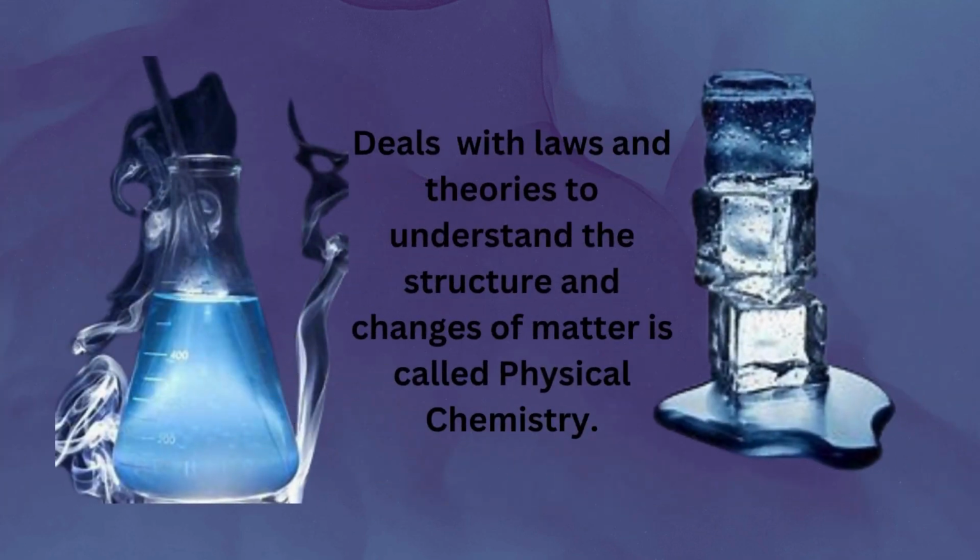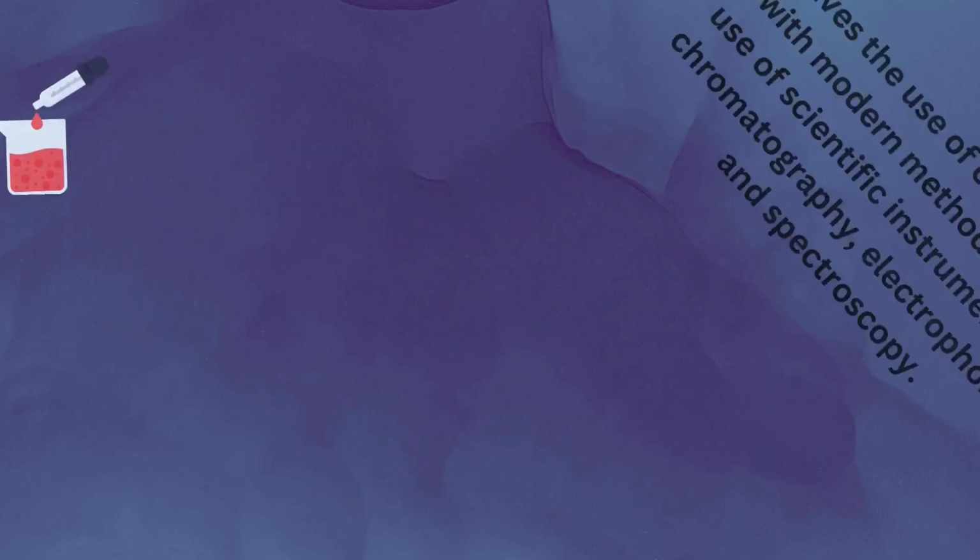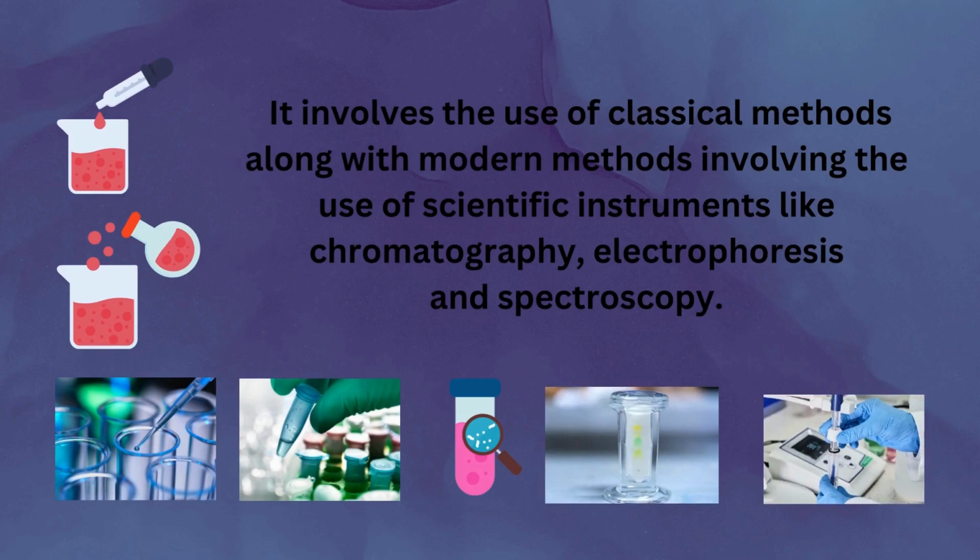Deals with laws and theories to understand the structure and changes of matter is called physical chemistry. Whereas analytical chemistry also involves the use of classical methods along with modern methods involving the use of scientific instruments like chromatography, electrophoresis and spectroscopy.